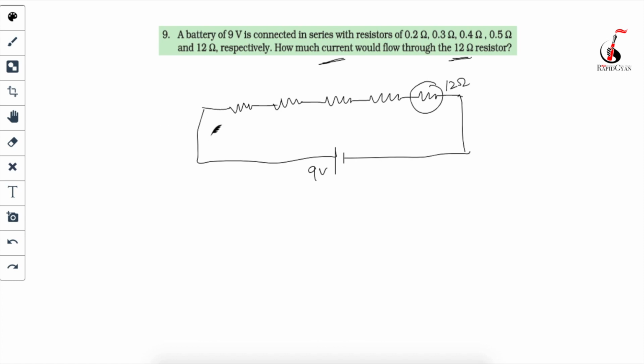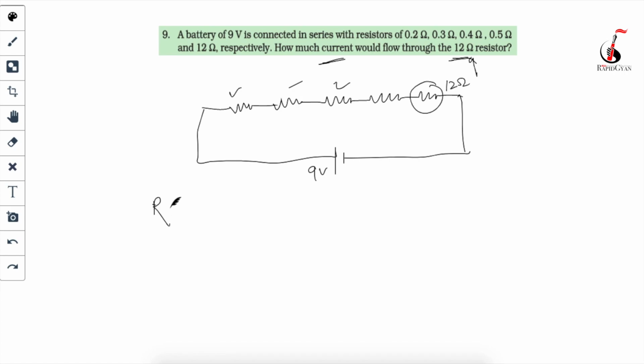So in this case, whether they ask the current over here or here or here, everywhere the current will be the same. Just to confuse you guys, they have specifically asked what's the current flow through the 12 ohm resistor, even though the current flowing through the 12 ohm resistor is the same current which flows across the whole circuit. So what you will have to do, first you will have to find the equivalent resistance.